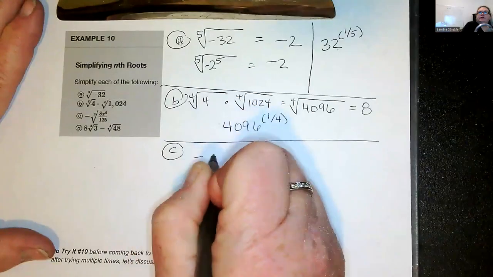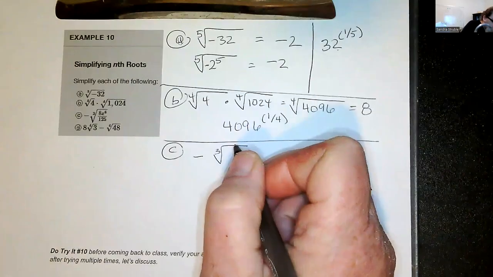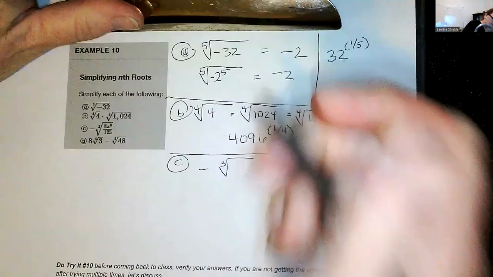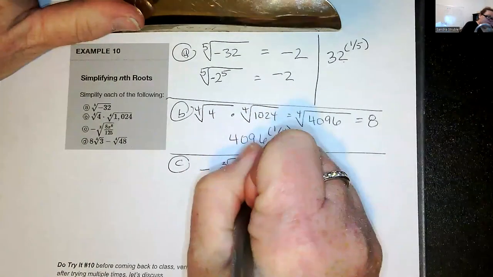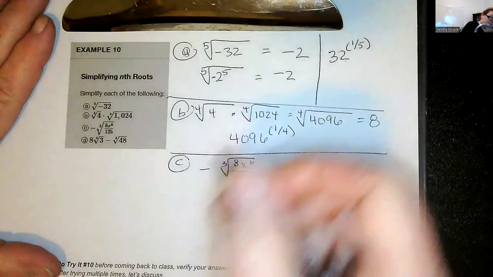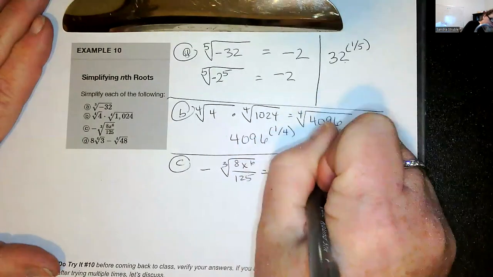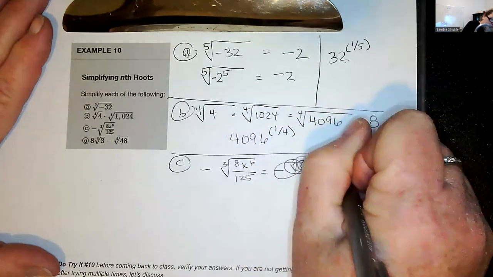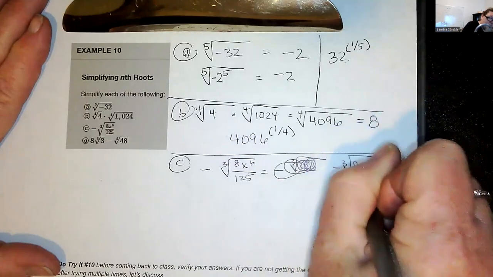Let's look at C. It is a negative cube root of 8x to the 6 divided by 125. Oh gosh, I can't see that. Let's see if I can make it bigger for me. Okay, and it's a cube root. Well, I'm going to break these up. I'm going to do the cube root of 8x to the 6 divided by the cube root of 125.